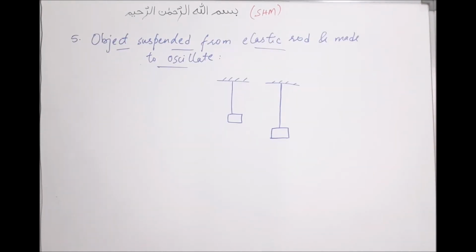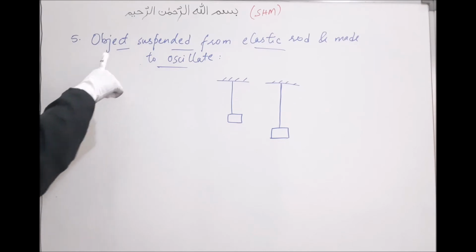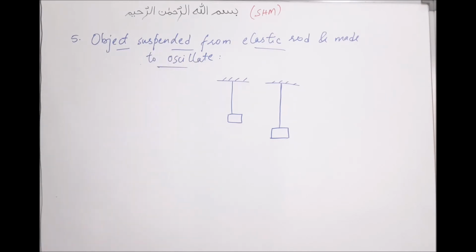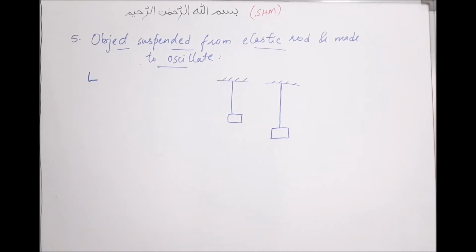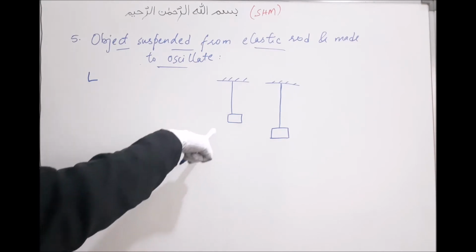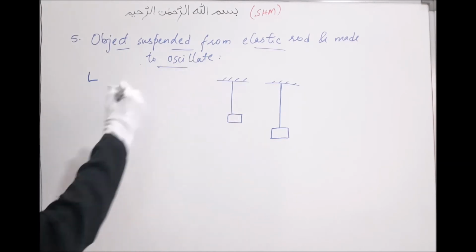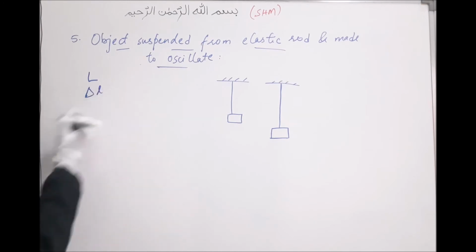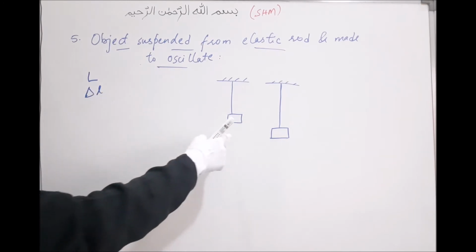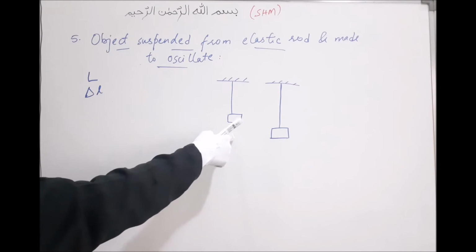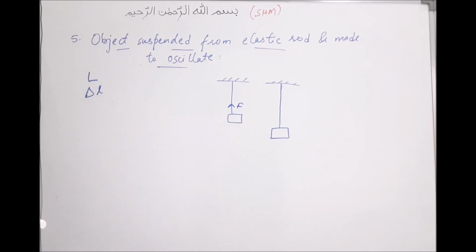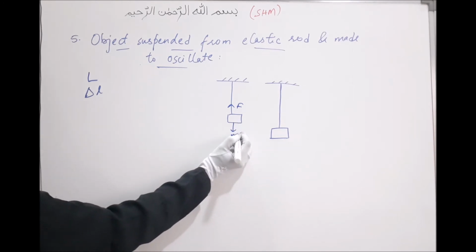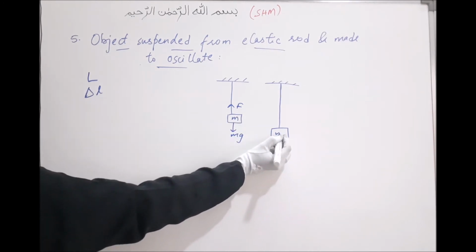The next system is when the object is suspended from an elastic rod and made to oscillate. Now this rod here is elastic. Let capital L be the natural length of the rod, and this is the initial case. In the initial case we have some initial elongation delta L, and let the elastic force here be F, and obviously there will be an mg downwards, and this is the mass m.